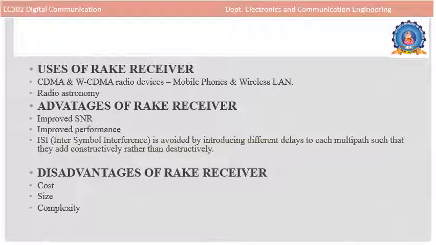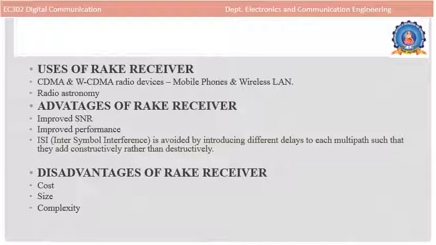Next, at the end of the rake receivers, we have the applications of the rake receiver, that is CDMA and WCDMA radio receivers, mobile phones, wireless LAN, and it is also used for radio astronomy. And an advantage of the rake receiver is improved SNR. Already I told how this SNR is improved. Improved means we take the summation of all the signal energy, so the SNR will be improved. And as the SNR is increased, it will improve the performance. And ISI can be avoided by introducing different delays to multipaths such that they can act constructively rather than destructively.